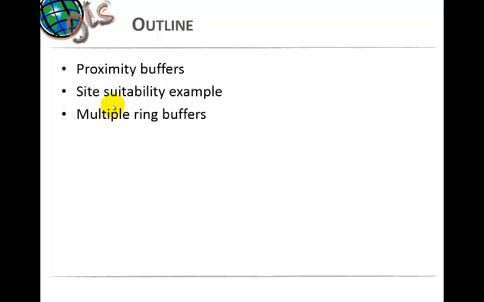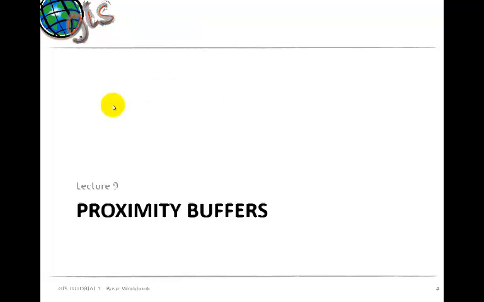Especially, the GIS tools we'll be using would be buffers, which are also called proximity buffers, and then we'll be talking about site suitability analysis, and then we'll be looking at multiple ring buffers, where we'll be talking about the gravity model. We'll see what these mean and how to actually implement these analyses using GIS. So let's talk about proximity buffers.